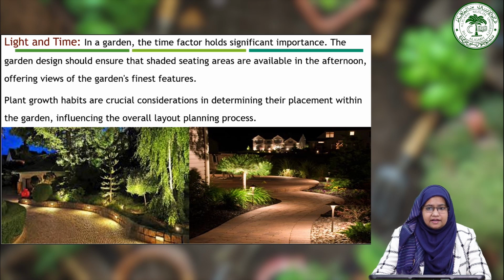Light and time. In a garden, the consideration of time is crucial. The garden design should be strategically planned to offer shaded seating areas in the afternoon, ensuring visibility of the best part of the garden. Understanding the growth habits of plants is essential for proper placement, influencing the overall layout planning.